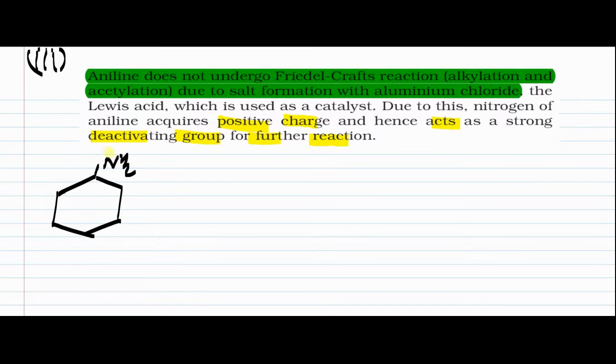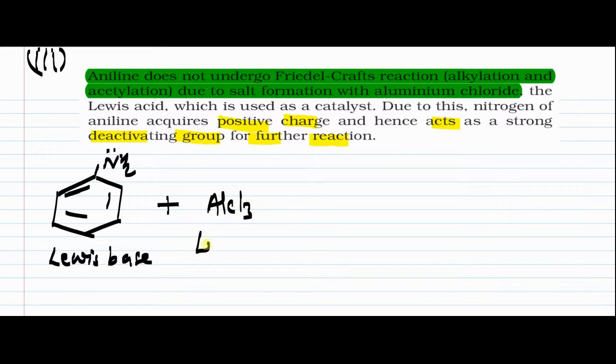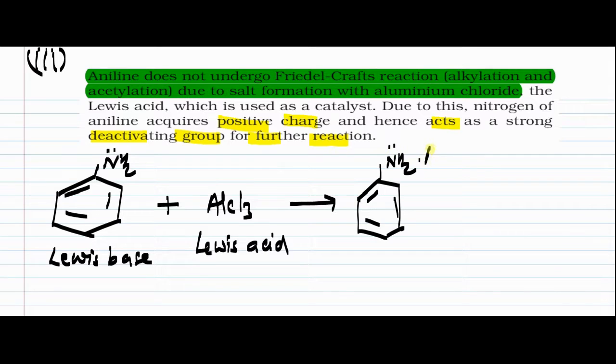Aniline, NH2, in the presence of a lone pair of electrons, acts as a Lewis base. AlCl3 is a Lewis acid. Lewis acid plus Lewis base form a complex. So, no reaction.